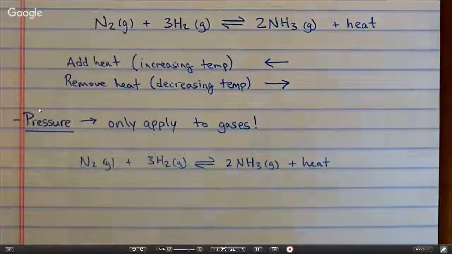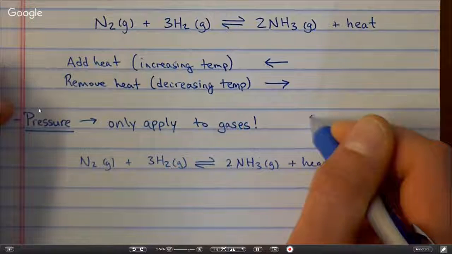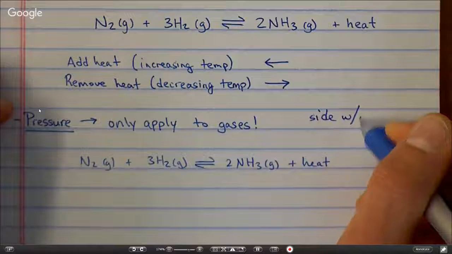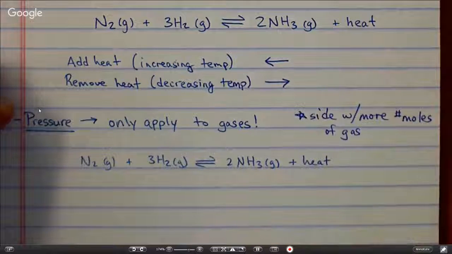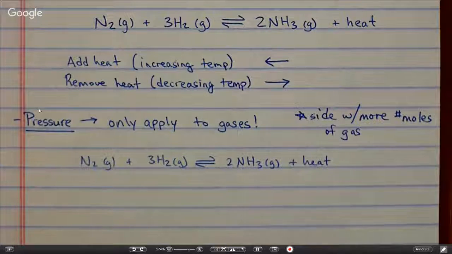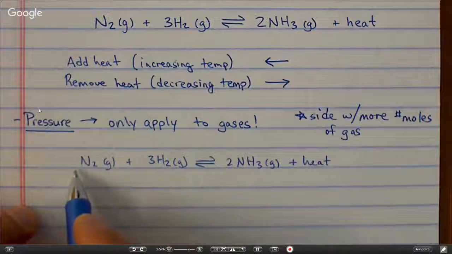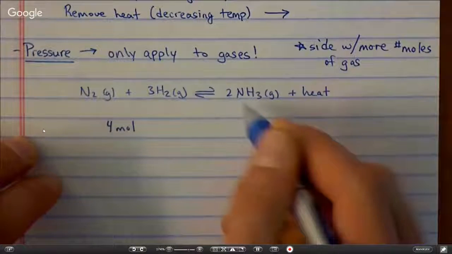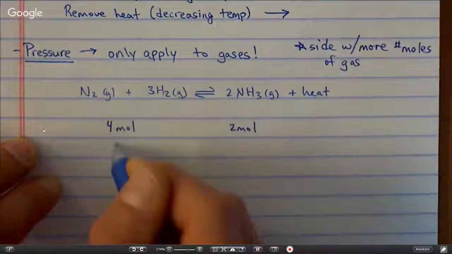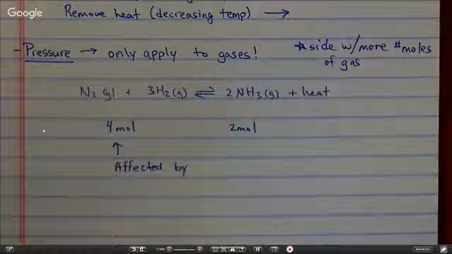In order to determine what effect pressure has on this equilibrium system, we look for the side with more moles of gas, looking at the coefficients, and that side is going to be affected by the pressure. So let's count. How many moles of gas are present on the reactant side? Hopefully we say 4: 1 here plus 3 moles of gas there. So we have 4 moles on the left, and on the right side we have 2. That means the side with more moles of gas will be affected by whatever we do.